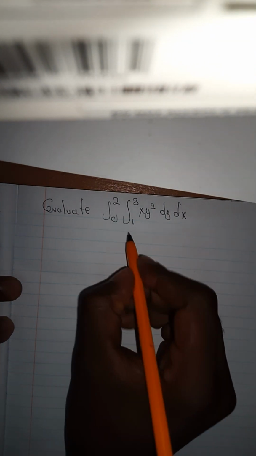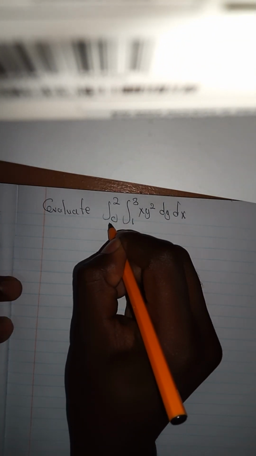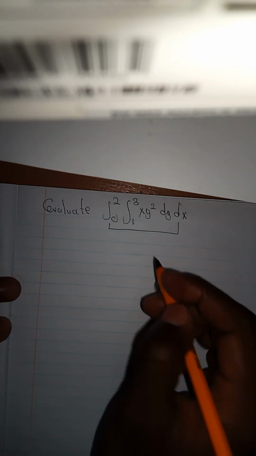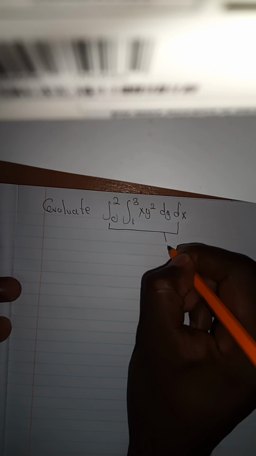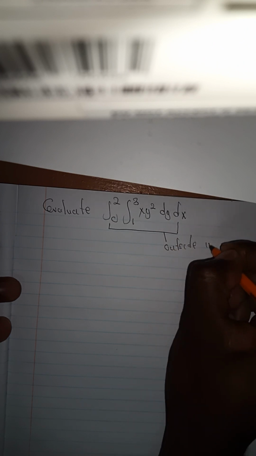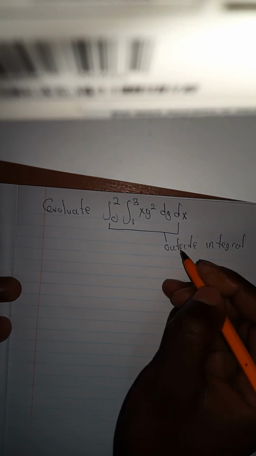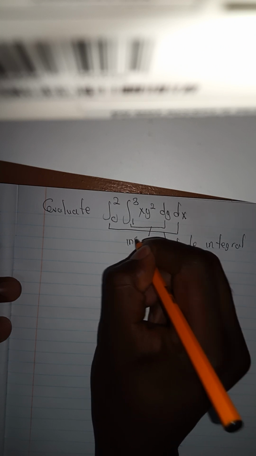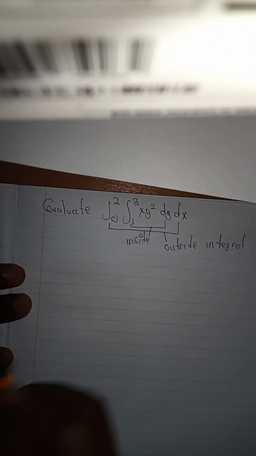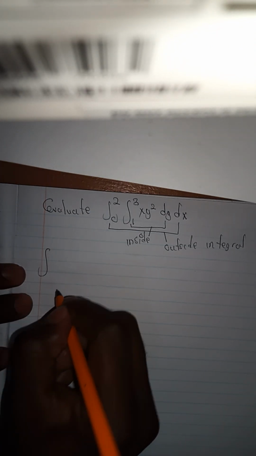So the first thing that you need to note is to identify the outside antiderivative. The outside integral corresponds to dx. This is the outside integral. And then the inside integral corresponds to dy. This is the inside integral. Therefore, when you want to integrate, you have to integrate from the inside to the outside. It means now we are going to start integrating from the inside.